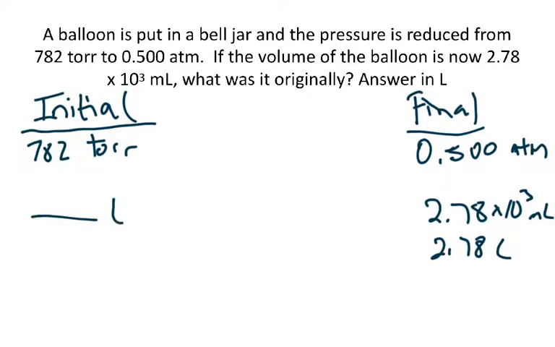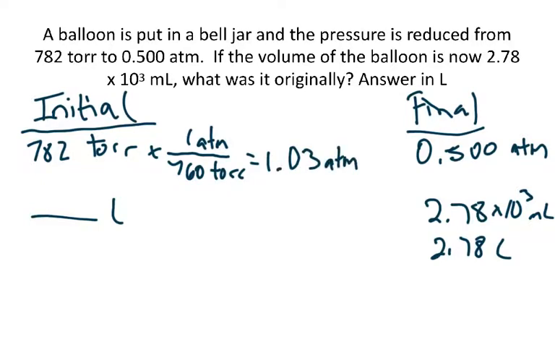I'm going to convert my torr over to atmospheres. It doesn't matter which way you do it. So I know that there are, from that table, there's a table in your book or it's back in the first lecture, 760 torr is 1 atmosphere. So I can find what my initial pressure is. So my initial pressure is 1.03 atmospheres. Now I can use my Boyle's law, P1V1 is equal to P2V2.